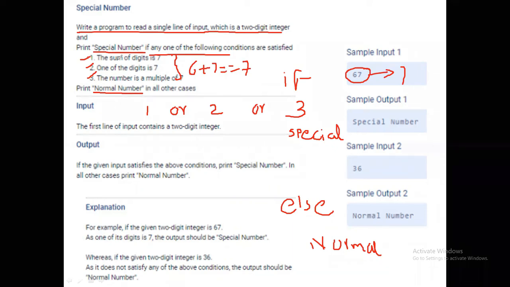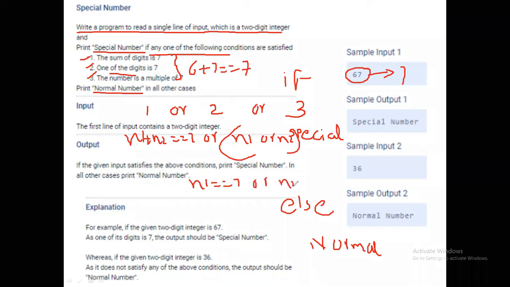What is the first condition? The sum of digits is 7. That means the first two digits, so let us assume n1 plus n2, if it is equal to 7. Or what is the second one? One of the digits is 7. That means n1 or n2 equals 7. So this is the second condition. Here we check n1 equals 7 or n2 equals 7, or the number is a multiple of 7.